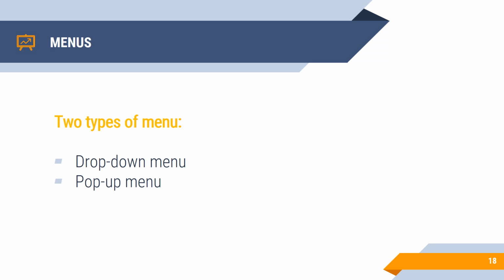The last element of GUI is menus, because if we want to give instructions, we can provide them in the form of menus. There are 2 types of menus available. One is drop down menu, the second one is pop-up menu.